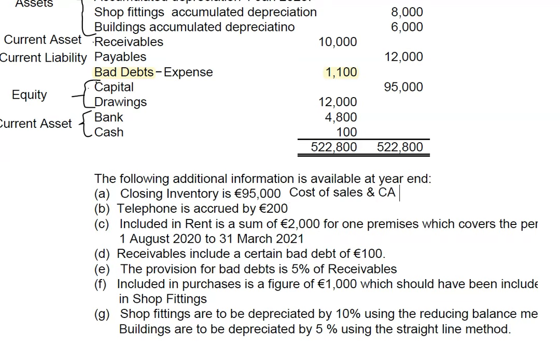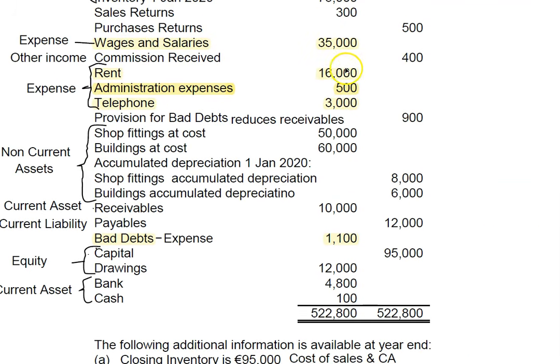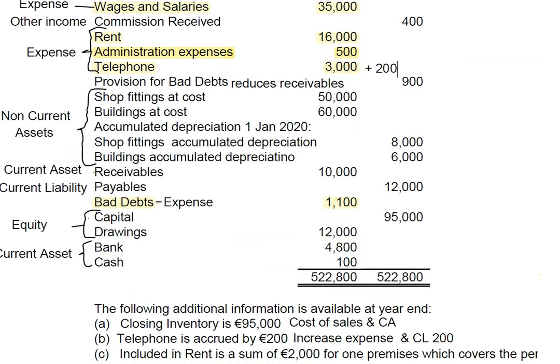Next is telephone accrued by 200. So any amounts owing or due or outstanding or accrued are liabilities, and in our current liabilities, we'll show €200. And we also need to increase expenses. So telephone, we find our telephone up here. Telephone was 3,000, and now we're just going to say plus €200. And we'll show the total expense for telephone is 3,200. So we paid 3,000, but we owe another 200. So we need to show the total telephone bill for the year.